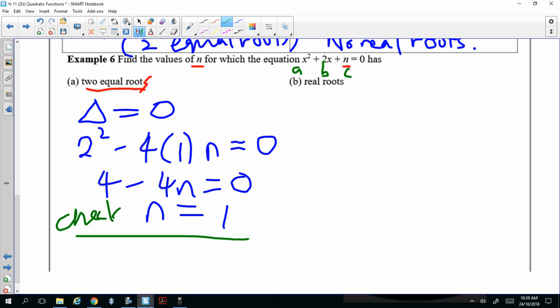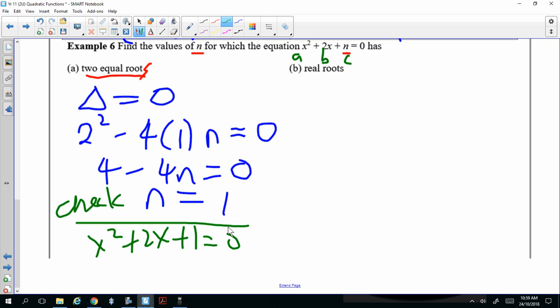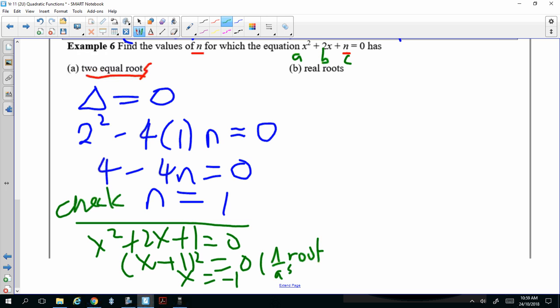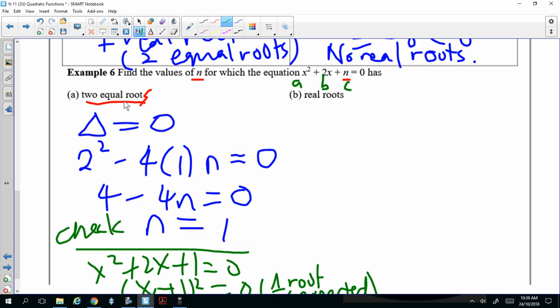Does it have 1 root or 2 roots? If we solve it, it's a perfect square. As expected, you have 1 root only. Does that make sense? Because when n is 1, you get 1 root, when the discriminant is 0. Discriminant 0, 1 root.